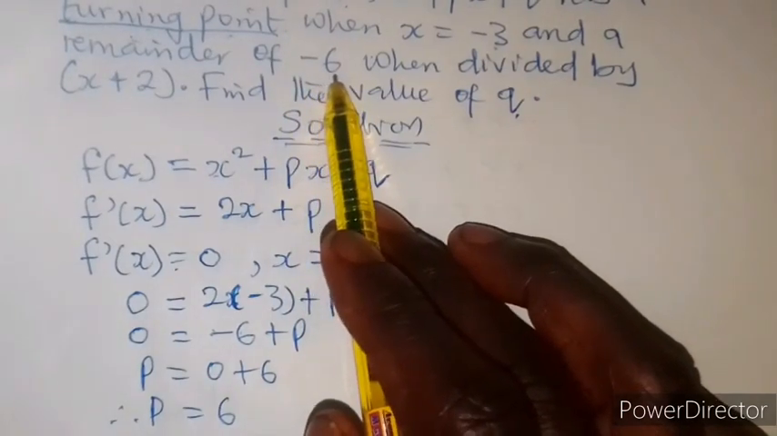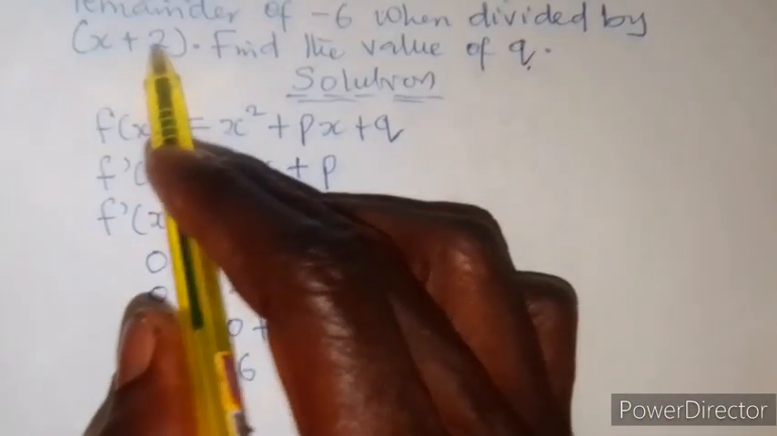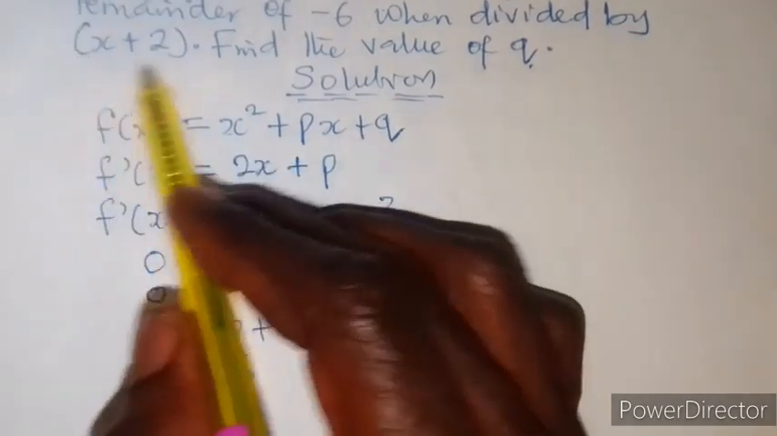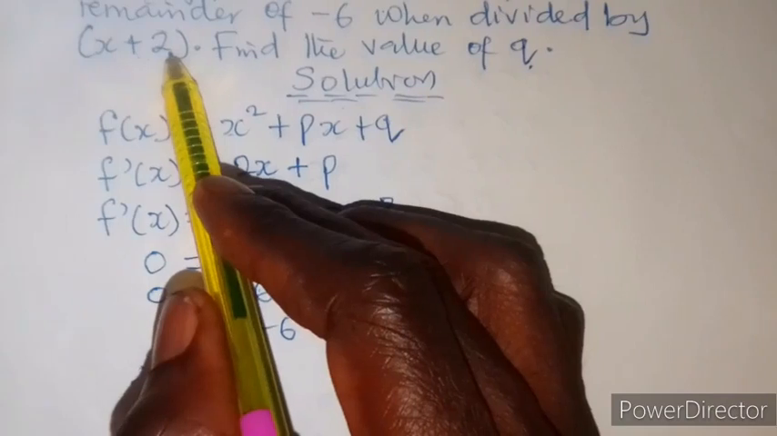It says, this function, when divided by x plus 2, has a remainder of minus 6. Now, what does that mean? It means that this our x plus 2, what do we do to this x plus 2 to make it become 0? All we simply do is to say minus 2 plus 2.